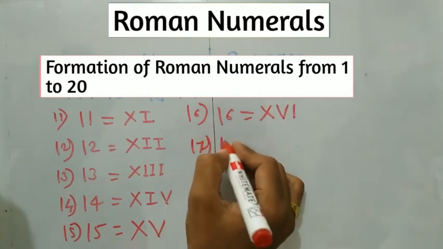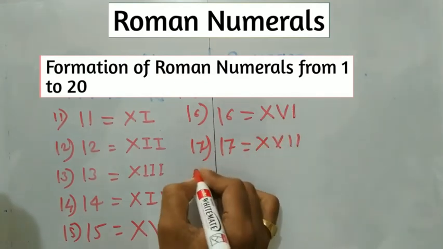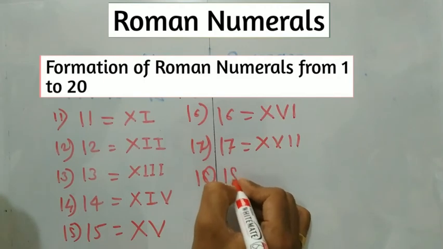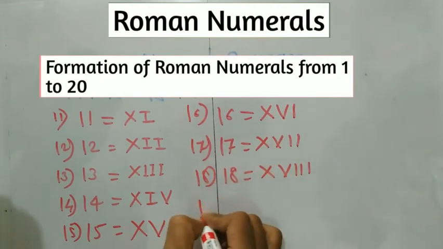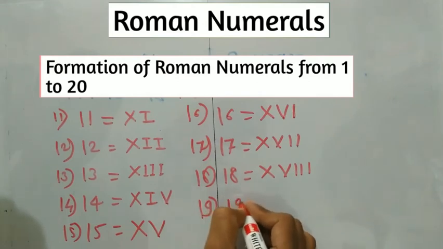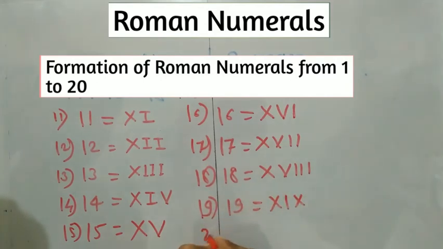If you want to write 17, we will write X, V, double I. If you want to write 18, we will write X, V, triple I. If you want to write 19, we will write X means 10 and IX means 9. If you want to write 20, we will write double X.